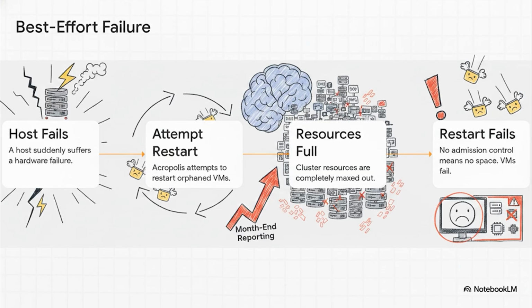But let's say it's 3 a.m. on the last day of the month. It's month-end reporting time, your pagers are absolutely screaming, and your remaining cluster resources are fully maxed out. Step 3, because there is no admission control enforcing boundaries, there is simply no physical space left. So step 4, the restart fails. Your users experience extended downtime, your inbox fills up with angry emails, and you're going to see a critical Prism alert specifically stating a failure to restart VMs due to insufficient memory or CPU.